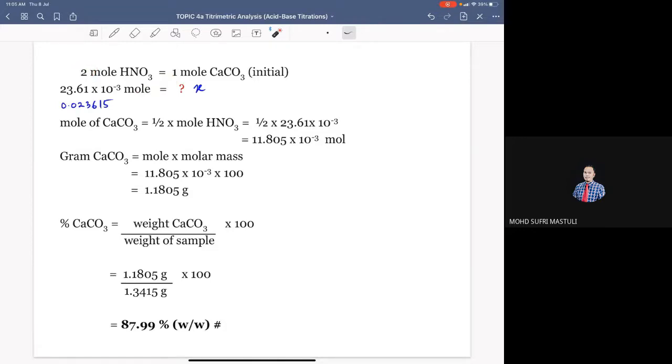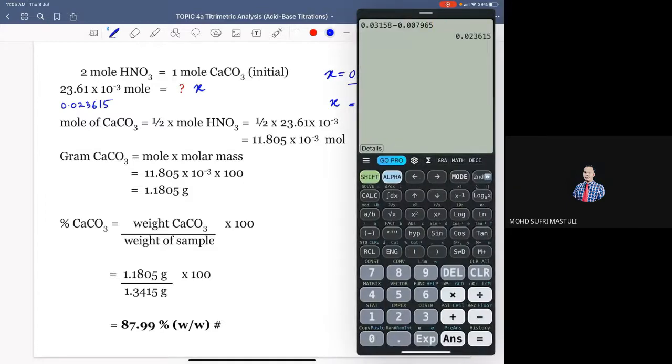So you can say X equals 0.023615 multiplied by 1 divided by 2, and you can obtain the mole number of calcium carbonate.